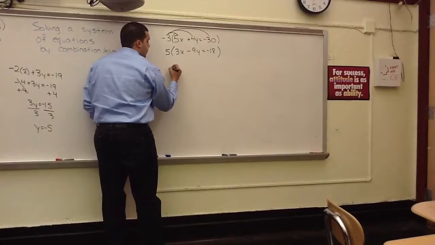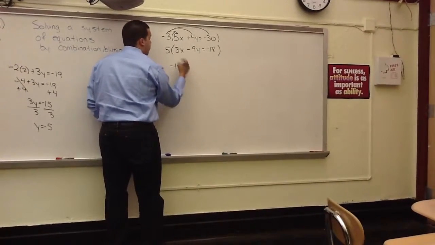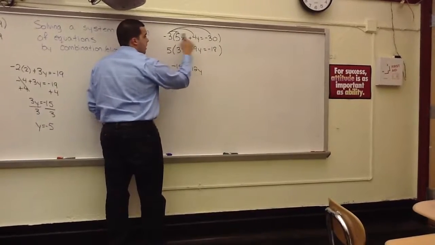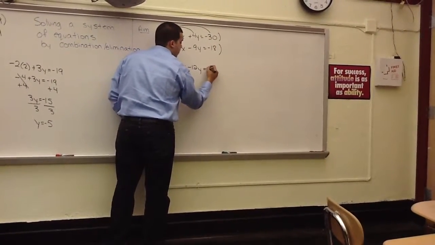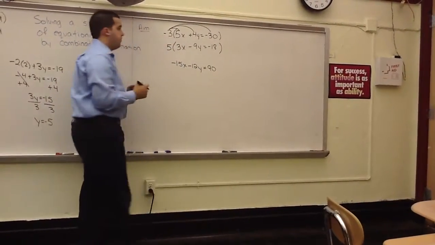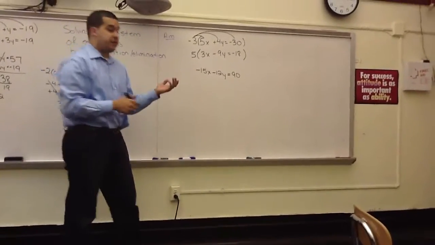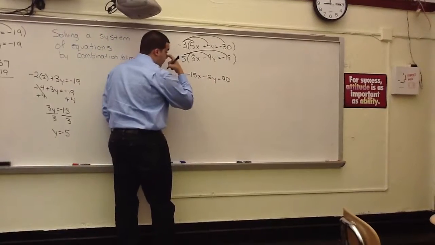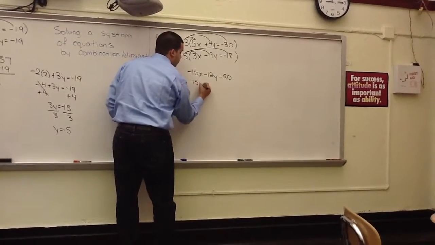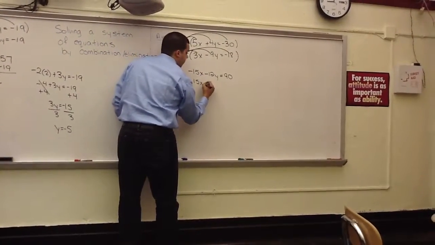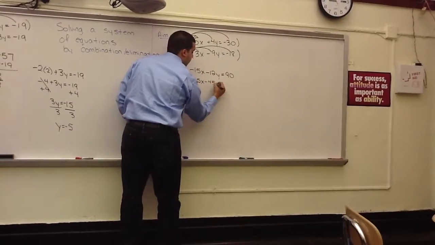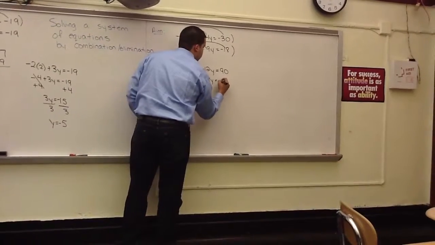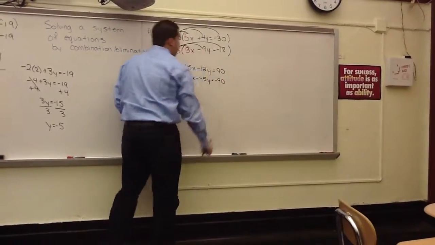Negative 3 times 5 is negative 15x. Negative 3 times 4 is negative 12y. And negative 3 times negative 30 is a positive 90. And we do the same for the second equation. 5 times 3x is 15x. 5 times negative 9 is negative 45y. And 5 times negative 18 is negative 90.